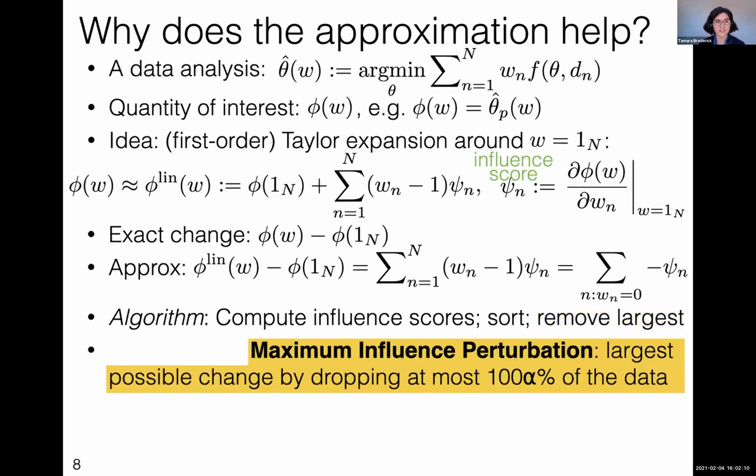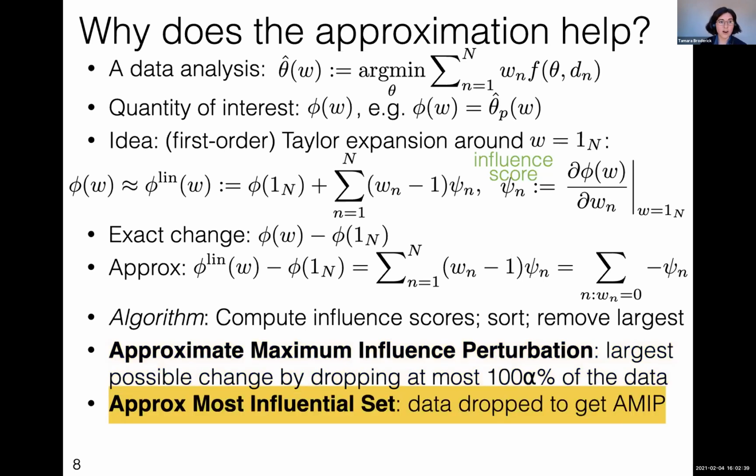And so how does this get us what we want? Let's talk through those quantities that we said we were interested in before. We wanted to get the maximum influence perturbation, the largest possible change by dropping alpha fraction of the data. So now we're going to get the approximate maximum influence perturbation by first dropping the biggest influence score, then dropping the second biggest influence score, and doing that until we've dropped at most alpha fraction of the data. And that's the biggest approximate change we can get. Along the way, we could remember the data indices that we dropped, and that's the approximate most influential set. It's the set of data points that we drop to get the approximate maximum influence perturbation.